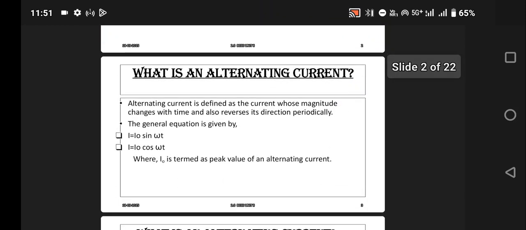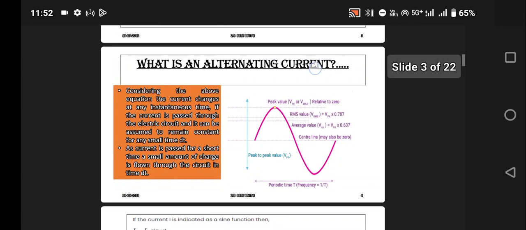What is meant by alternating quantity? Alternating quantity is defined as the current whose magnitude changes with respect to time, which also reverses its direction periodically. The general equation for the alternating quantity is represented by I = I naught sin omega t as well as I = I naught cos omega t. Here I naught is the peak value or maximum value for the alternating quantity.